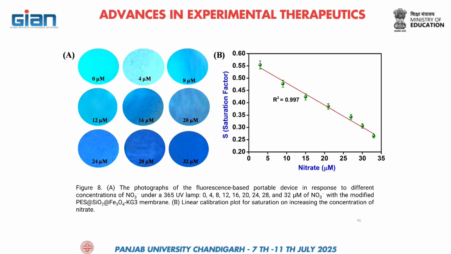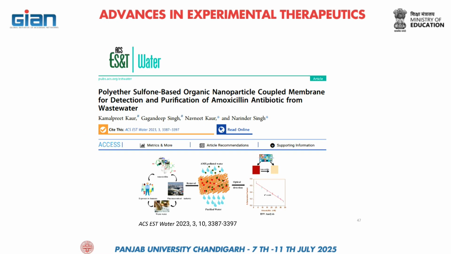If the water contains a small amount of nitrate, obviously the saturation factor is quite high. Otherwise, if you have a high amount of nitrate, very easily you will saturate the membrane, and after that that membrane will not be of much use. So in this membrane we have tried to remove the nitrate exclusively, and after activity the color of that membrane was also changing.